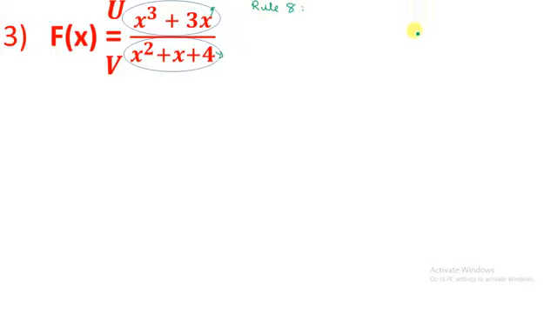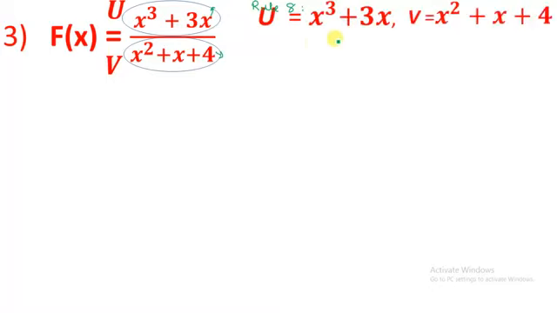And to apply the rule of derivative, I need u prime and v prime. So if u equals x cubed plus 3x and v equals x squared plus x plus 4, then the derivative u prime is equal to, what is the derivative of x cubed? It is 3x squared. And what is the derivative of 3x? It is plus 3. So u prime equals 3x squared plus 3.